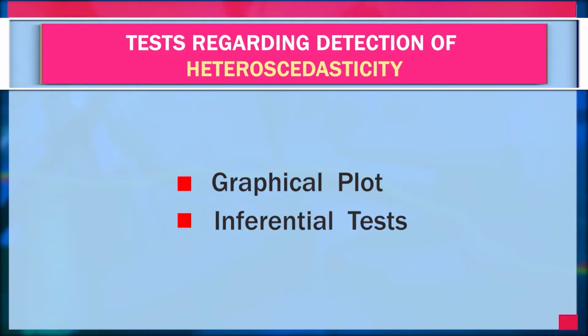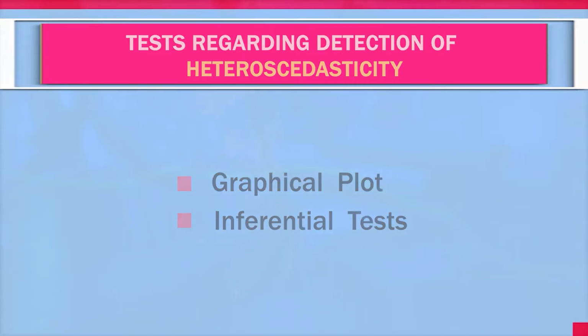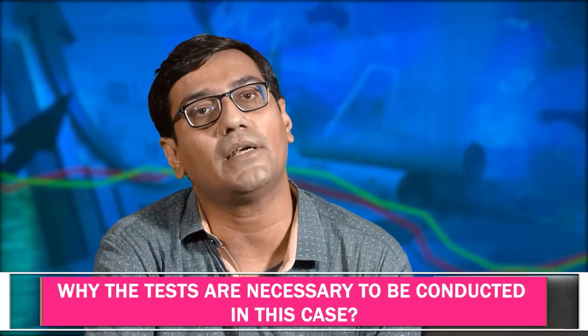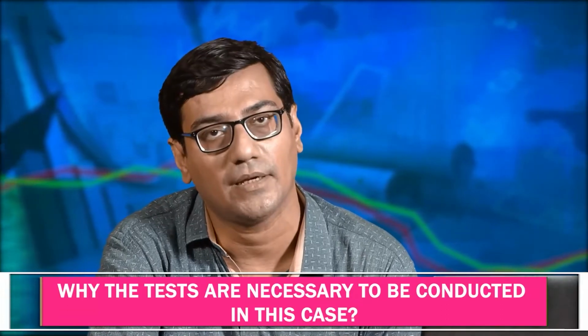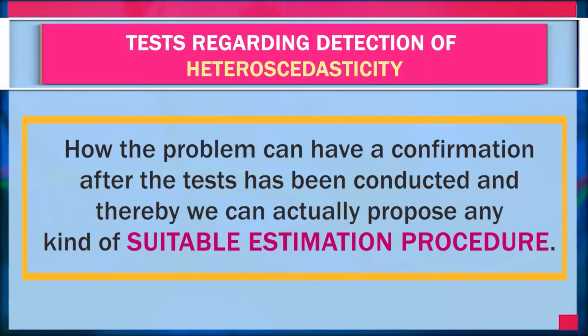We need to identify the source of the problem from a theoretical perspective. And then we have to actually convince why the tests are necessary to be conducted in this case. The tests are necessary to confirm the presence of the problem regarding the changing errors or the changing variances, and also how the problem can have a confirmation after the test being conducted, and thereby we can actually propose any kind of suitable estimation procedure. So this calls for the test of heteroscedasticity to be discussed in detail.